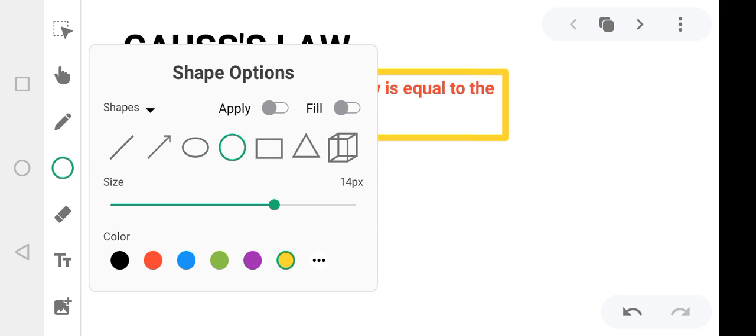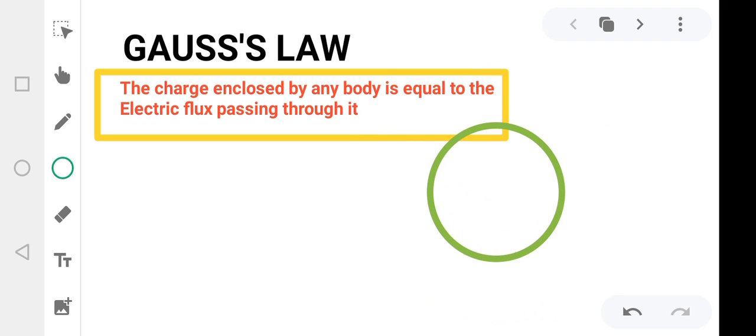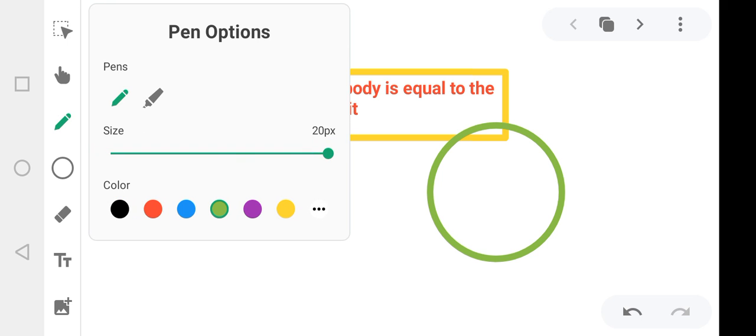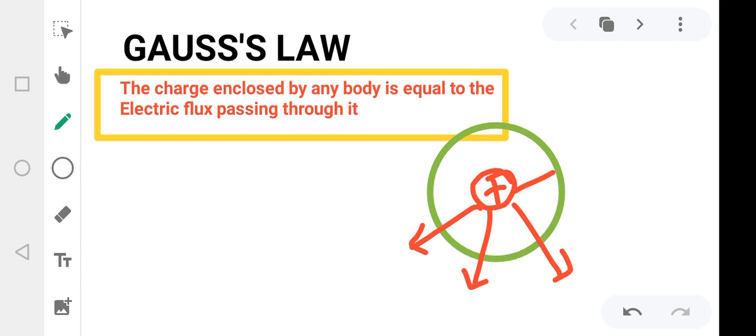I will take a shape which is a sphere. Okay, let me take a sphere. This is a sphere, okay? And let's say this sphere has a charge q plus enclosed in it. So what will happen? The electric field lines will move outward from this charge, in this way, in this way, and in this way. Okay, so this is our example.